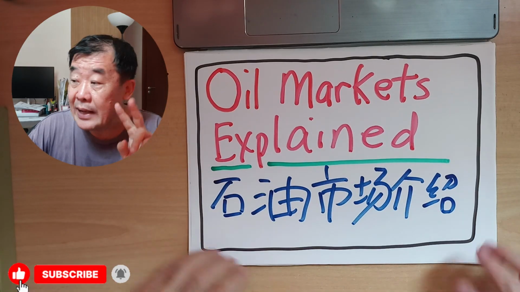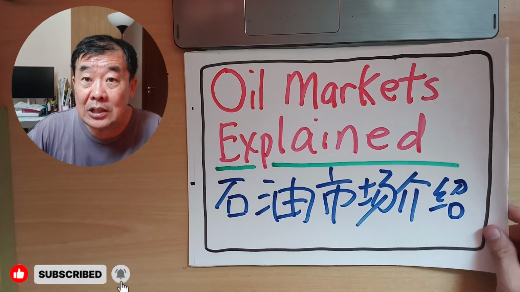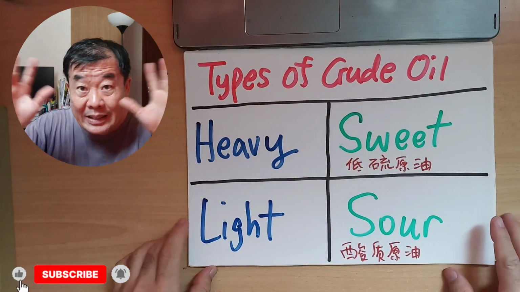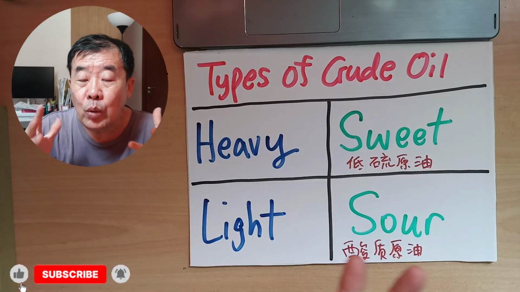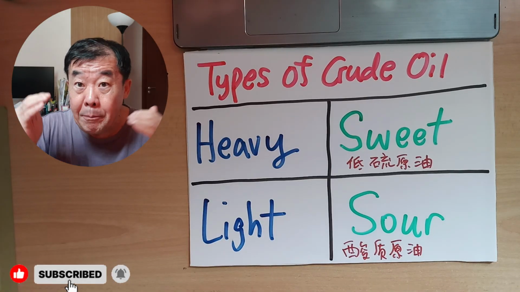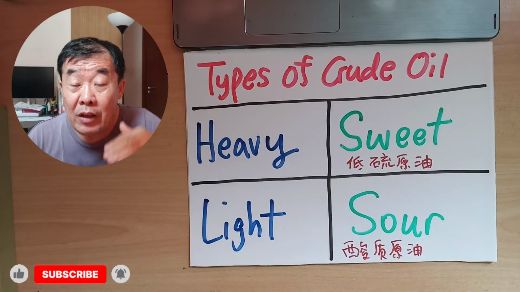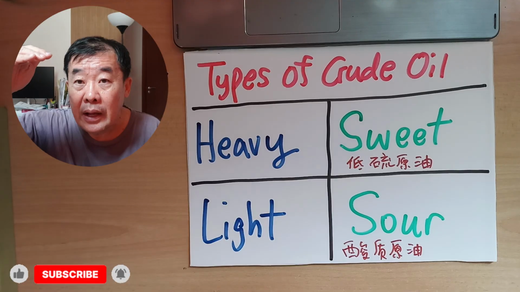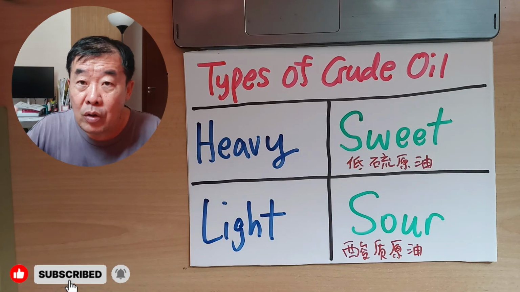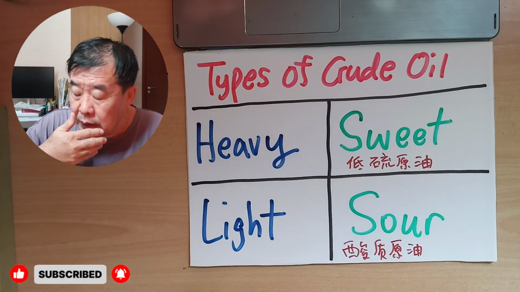So let's look at the second slide. I just want to tell everybody there are many types of crude oil. Crude oil is an oil liquid that is dug from underground, but there are many types of it. There's heavy crude oil, light crude oil, sweet crude oil, and also sour crude oil. I won't go further into detail on this.